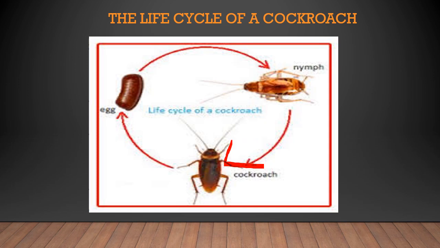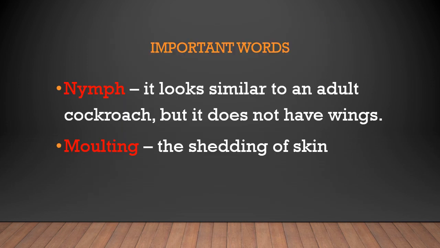This later becomes the adult cockroach. This adult cockroach again lays eggs and the cycle continues. This cycle forms the life cycle of a cockroach. Now, important words of the life cycle of a cockroach are nymph and molting. Nymph means it looks similar to an adult cockroach, but it does not have wings. Molting means the shedding of skin.